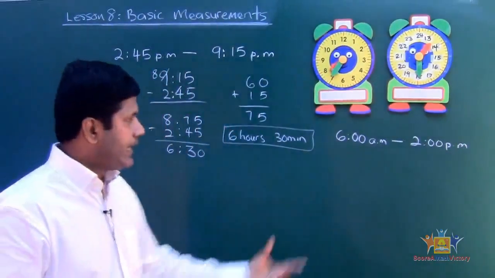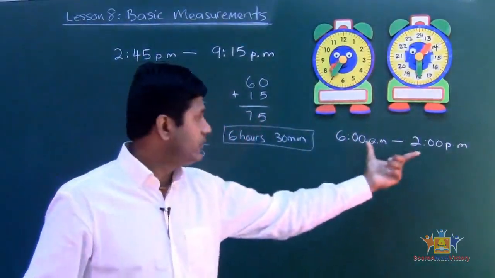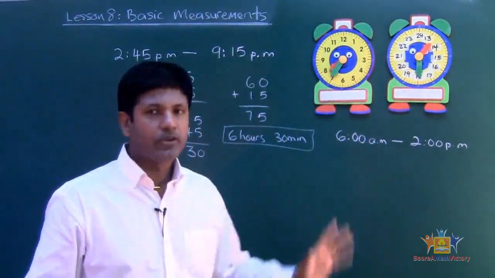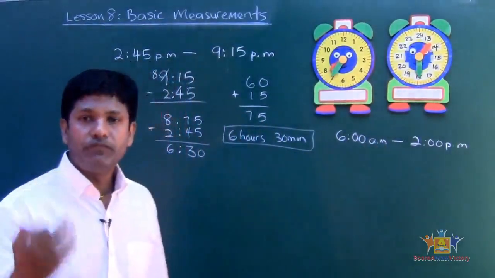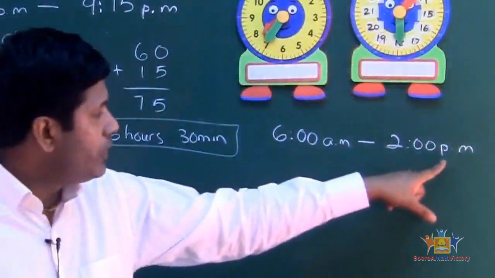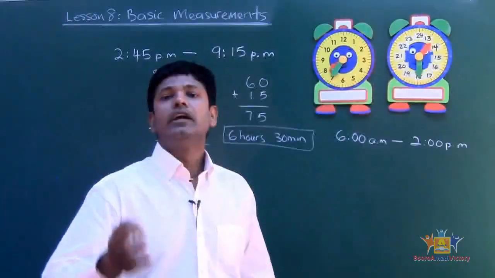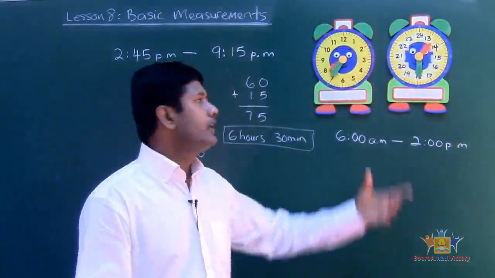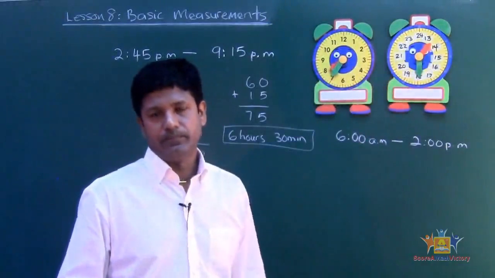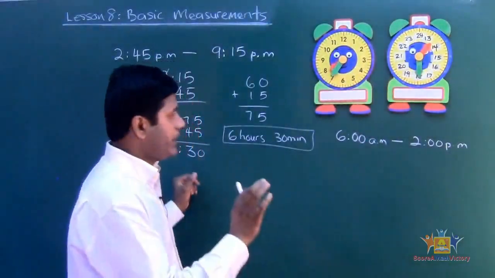See that? Now you cannot use the subtraction method the way I did, taking that big number and subtracting. No, you can't do that. What you have to do is convert them into the 24-hour system. Alright?